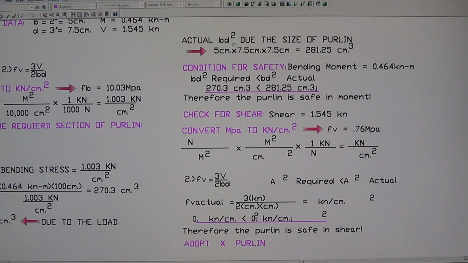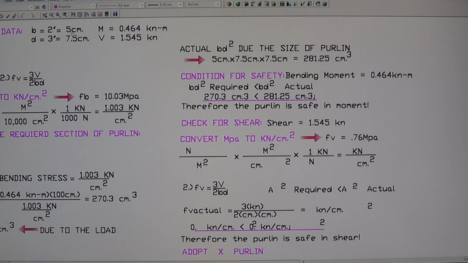Actual BD squared due to the size of the purlin. The purlin is 5 centimeter by 7.5 centimeter, and we substitute that into the BD squared formula right here and solve this. 5 times 7.5 times 7.5, what do we get here? We get 281.25 centimeter cube.